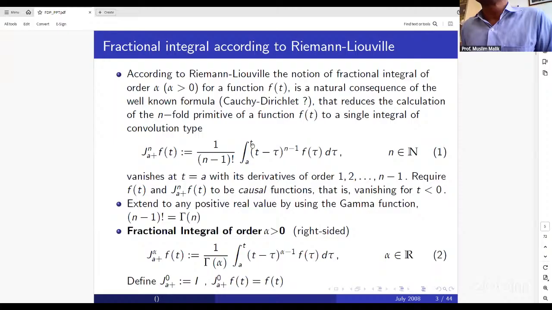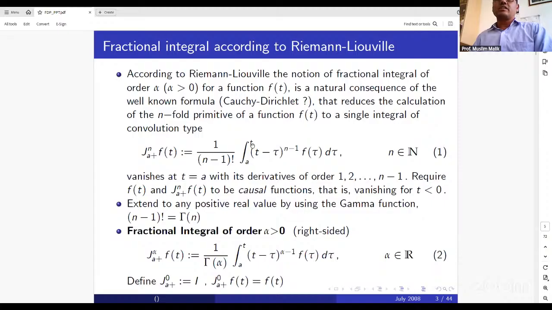So there are also some research areas where we need the global operator. For example, in elasticity, we need this global operator. So for studying the elasticity model, we need the fractional derivatives. So in this way, we can see that if we model any system with the help of the fractional derivative, then we get a better result.